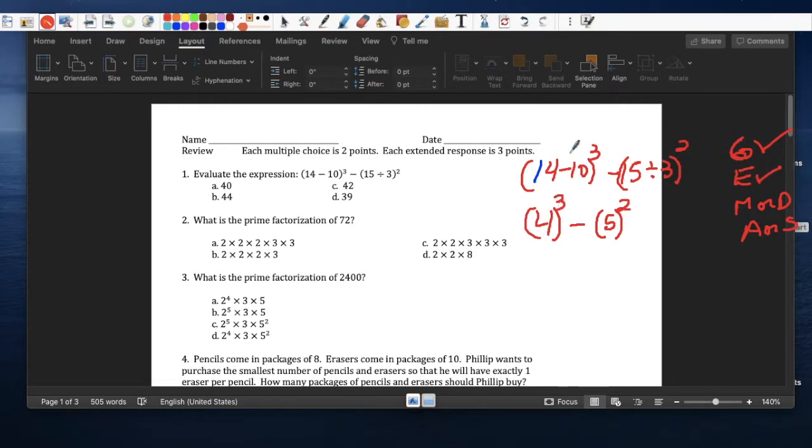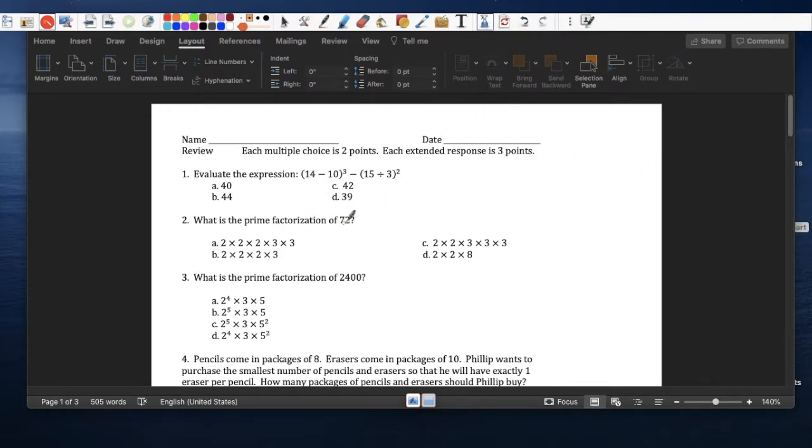So 4 to the third power is, hopefully you have a calculator, 4 times 4 times 4, and that's 64. Minus, and here this exponent is 5 to the second power, which is 5 times 5, 25. So if you subtract these two, 64 minus 25, you should get 39. So the answer to the first question was D, 39.